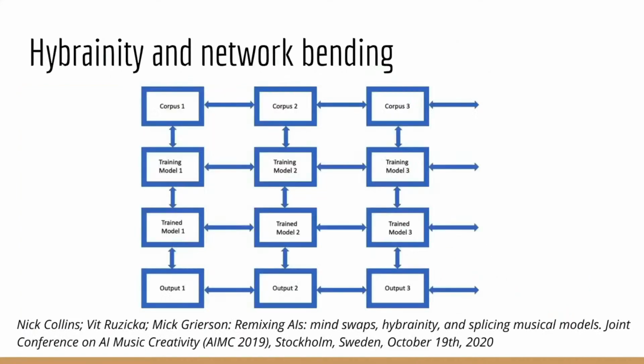The networks that we've seen presented fall under an emerging approach in machine learning which we might call hybridity or network bending. Under this approach, we look at AI and machine learning as a creative material, and we look for points where we can manipulate the processes in machine learning for different artistic outcomes.